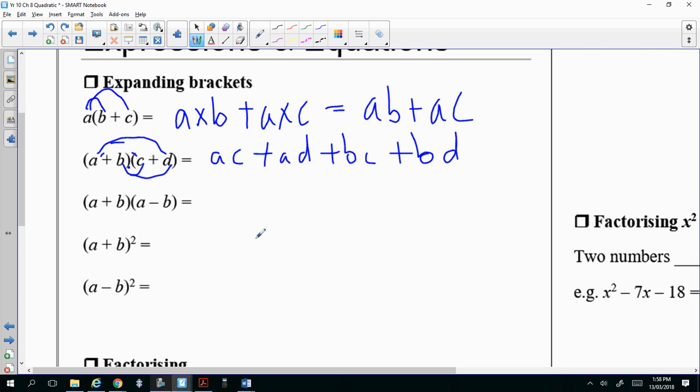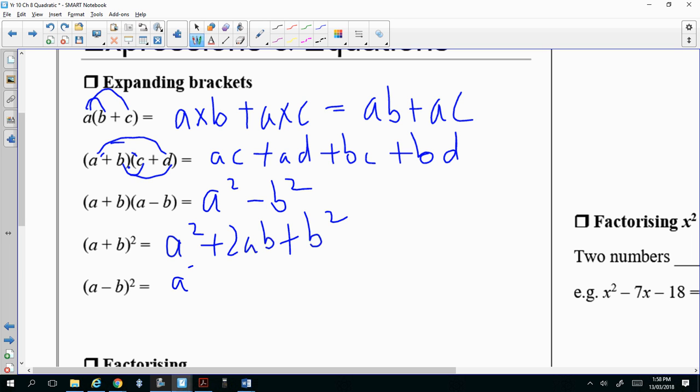Now have a look at the next one. What would this be? They both look the same except one has a plus, one has a minus. This is a difference of two squares, because the two middle terms will cancel. And then the next two is a perfect square, so you do a squared plus 2ab plus b squared. And then the next one will be a squared minus 2ab plus b squared.